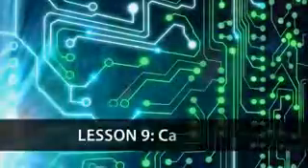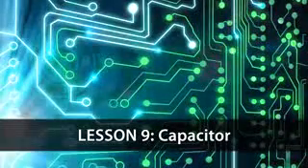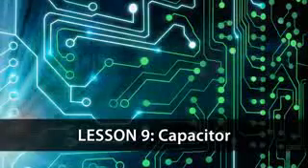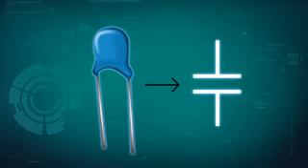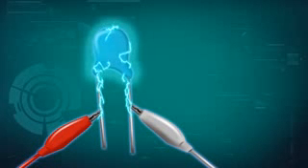Lesson 9, Capacitor. This lesson will discuss the basic operation of a capacitor. What is a capacitor? A capacitor is a two-terminal component represented by this symbol: two horizontal lines in parallel. The basic operation of a capacitor is that it stores charges, almost like a battery.